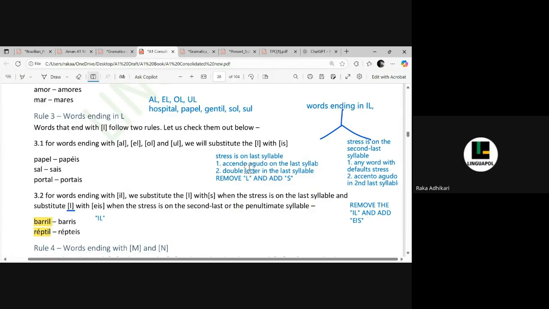First one is stress on the last syllable. Second one talks about stress in the second last syllable. And then we saw situations in which we will have stress on the last syllable and what situations we can have stress on the second last syllable. So the rule for the last syllable is remove L and add S. And the rule for stress on the second last syllable says remove IL and add EIS.